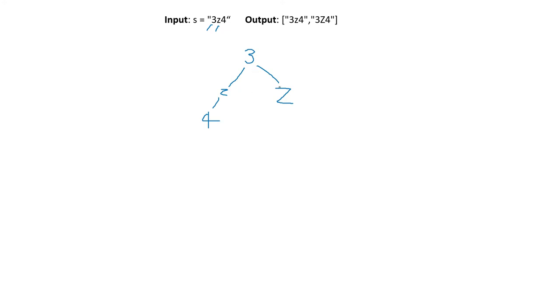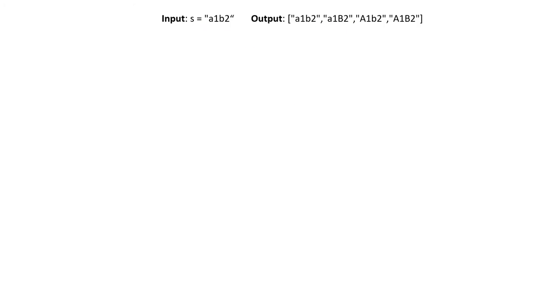And after the other Z, what can we do? Same, only 4 we can use. That is the only choice we have. Now if you check all the paths, we will get all the combinations. So one is 3 small z 4, another is 3 big Z 4. Two answers we got clearly. Now I will show you another example.